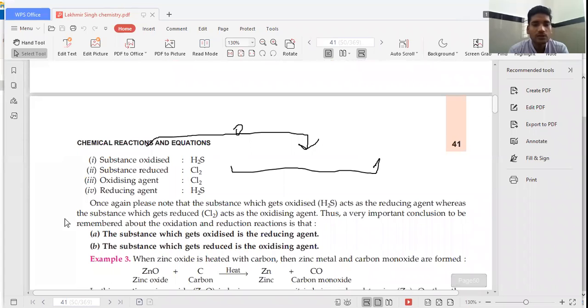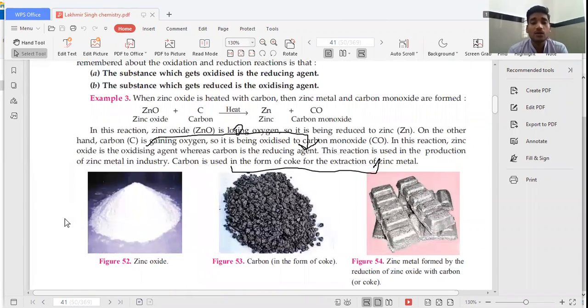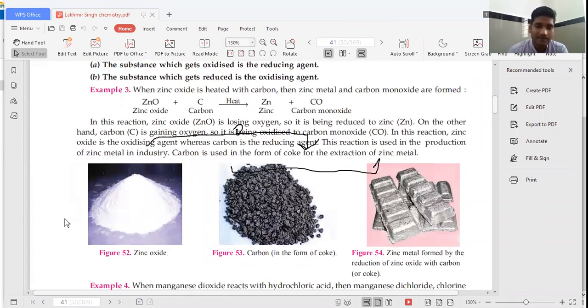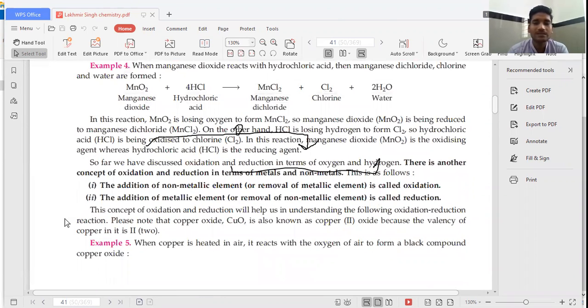See, substance oxidized: H2S, reducing agent: H2S. Substance reduced: chlorine, oxidizing agent: chlorine. Clear? Right. Now in the same way we can have the example of zinc oxide plus carbon. You can see in one there is removal of oxygen and in the other addition of oxygen. Again you can easily decide the oxidizing agent and the reducing agent. The other example is manganese oxide plus HCl.